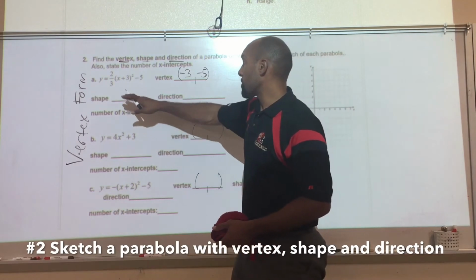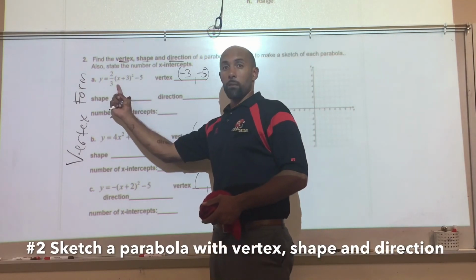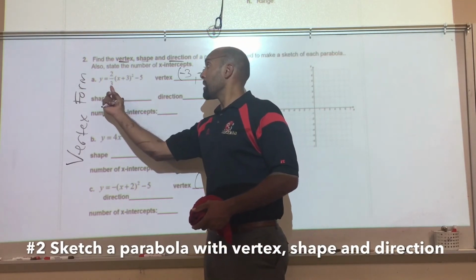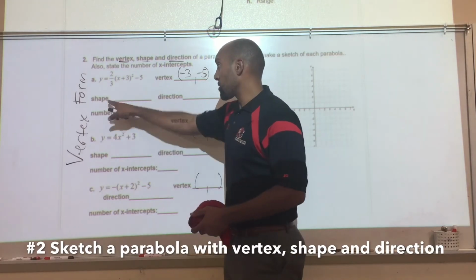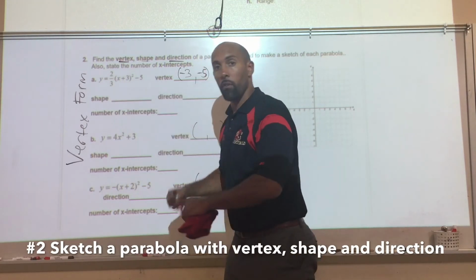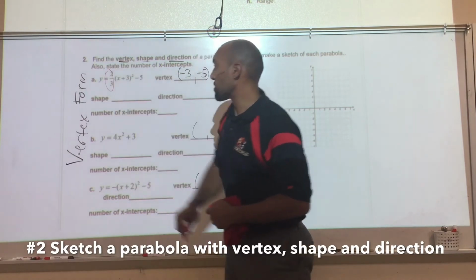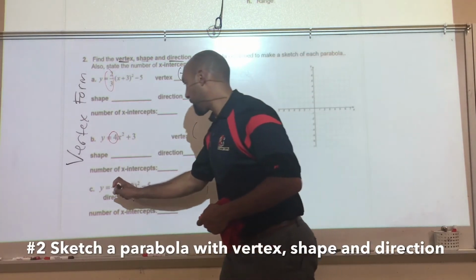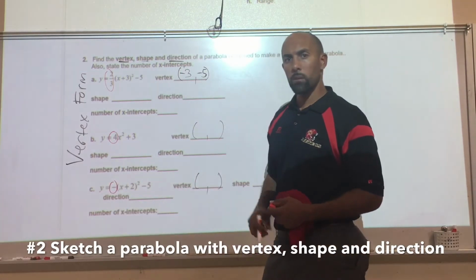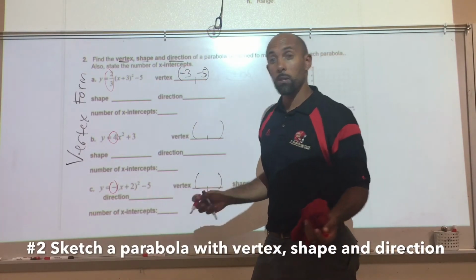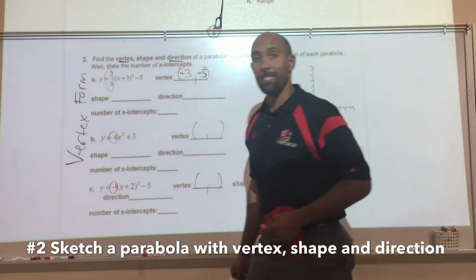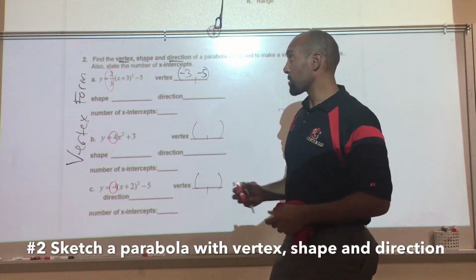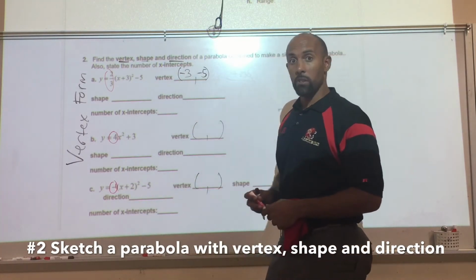Now both the shape and the direction of this equation are determined by the number in the front. By this number, the 2 over 3, the 4 here in the letter B, and also this number, which doesn't show anything there, but we know it's always a 1. In this case, it's negative 1. Those numbers tell us both the shape and the direction.